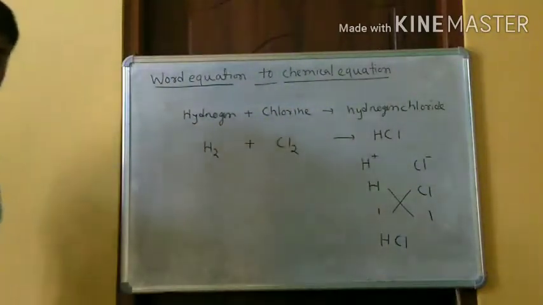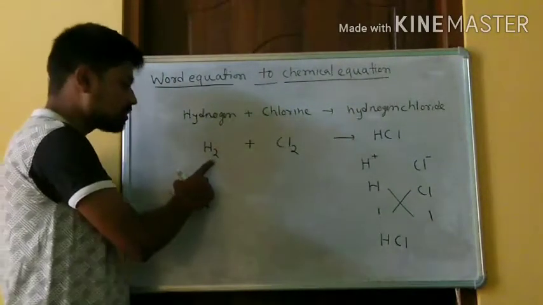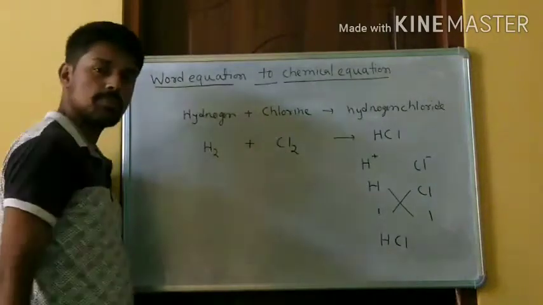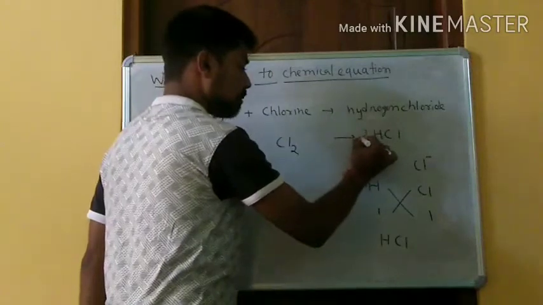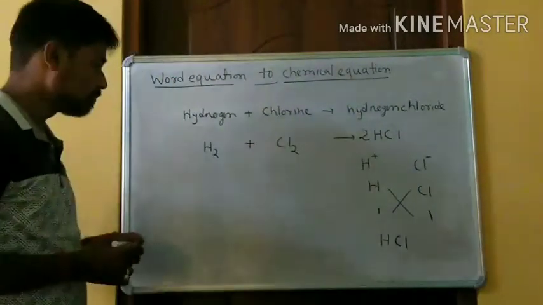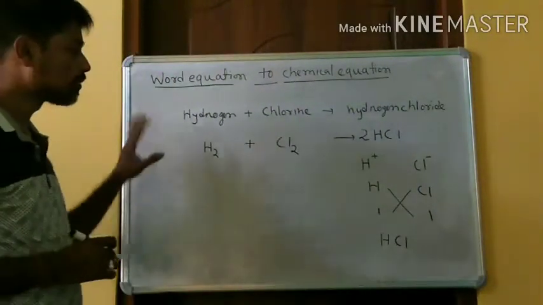The equation is not balanced. The number of hydrogen is 2, the number of chlorine is also 2. Here hydrogen is 1, chlorine is also 1. So we have to put a 2. Now the equation is balanced.